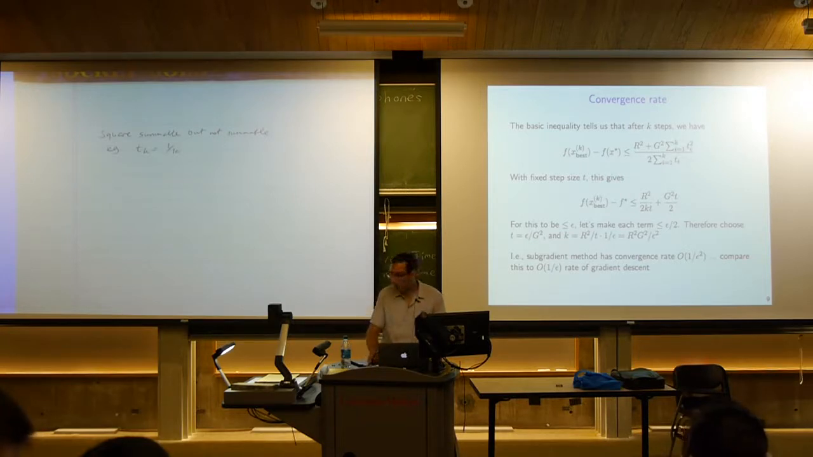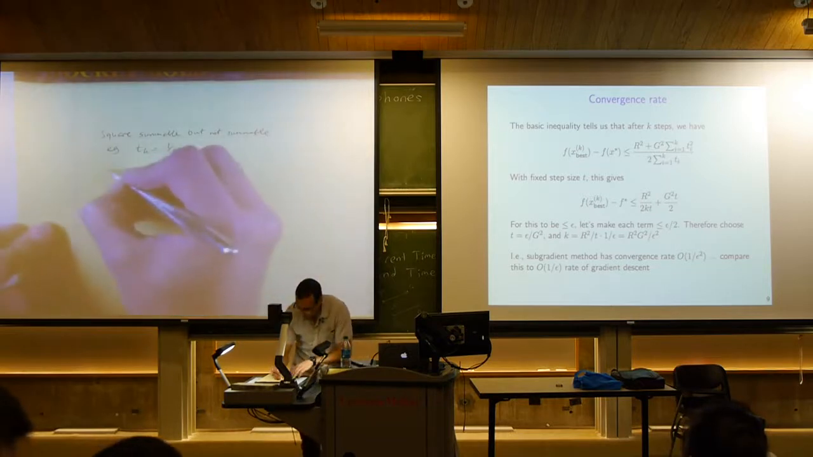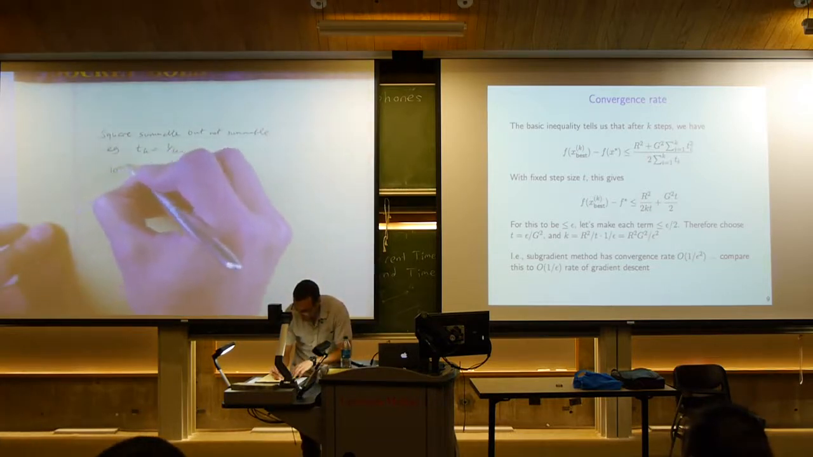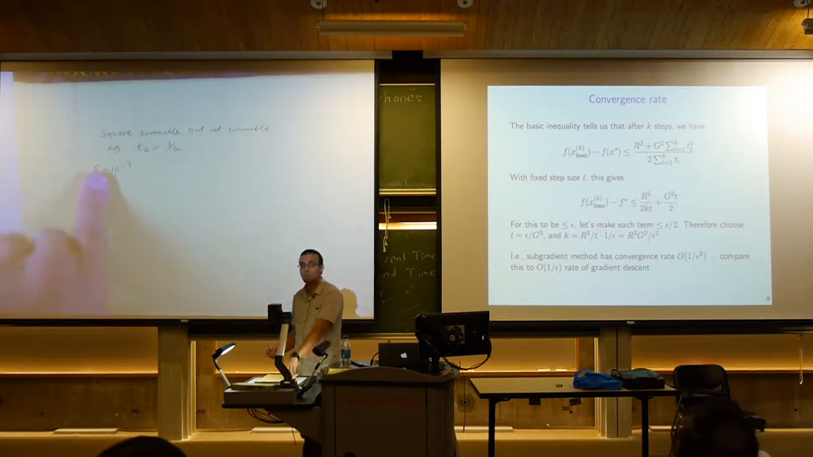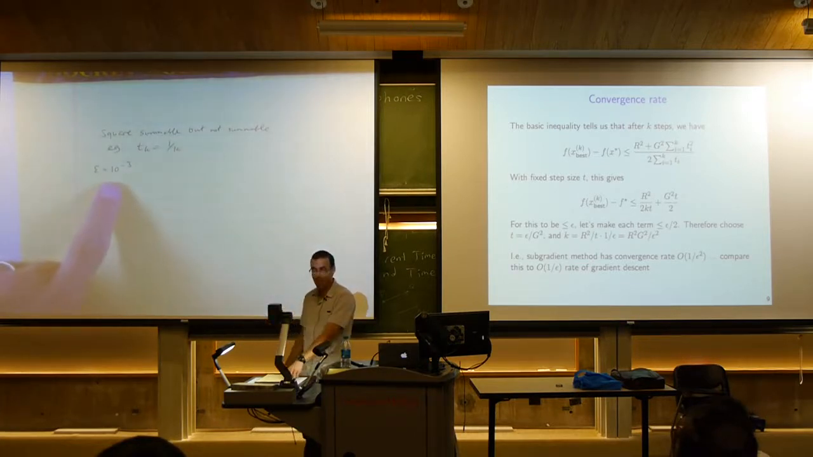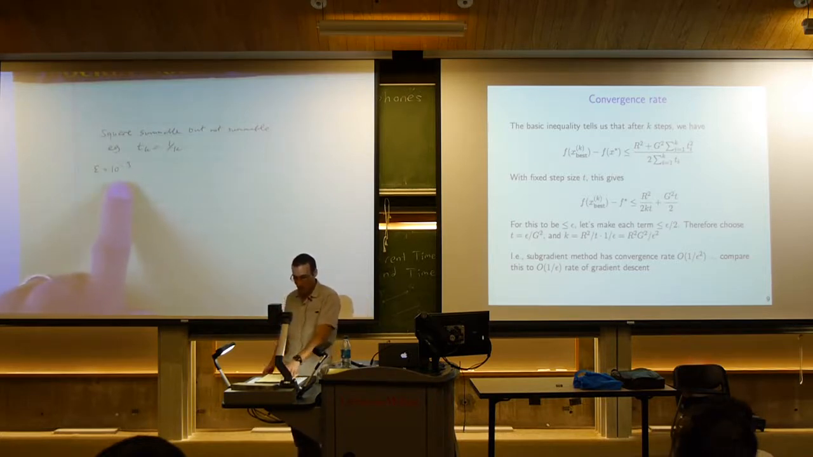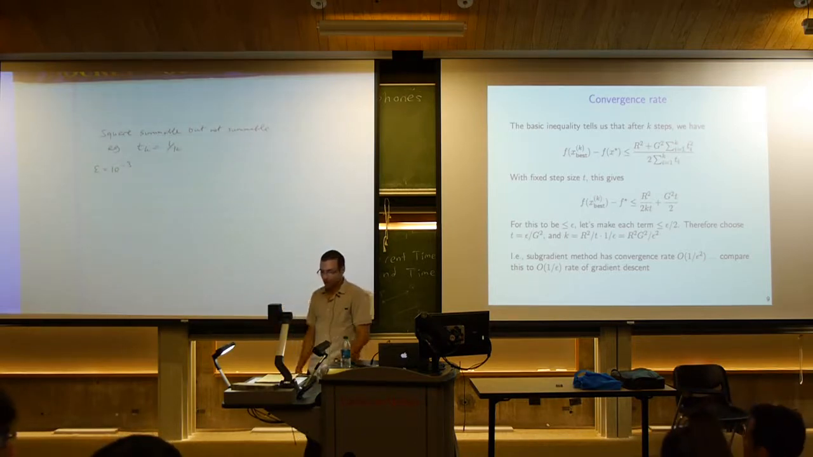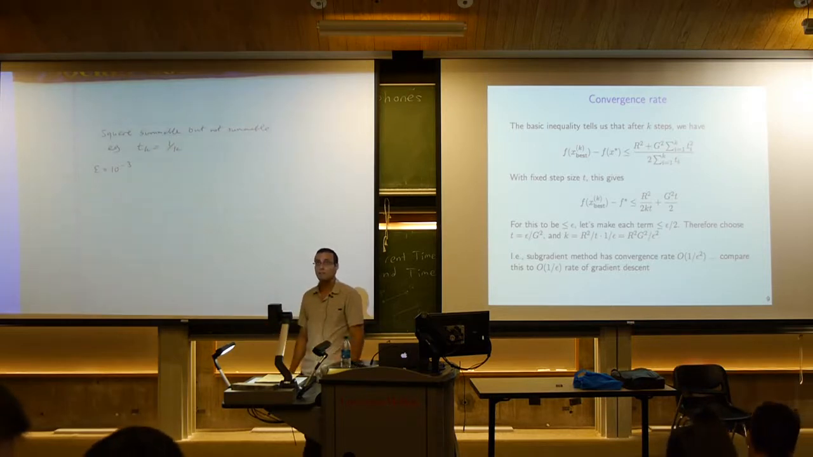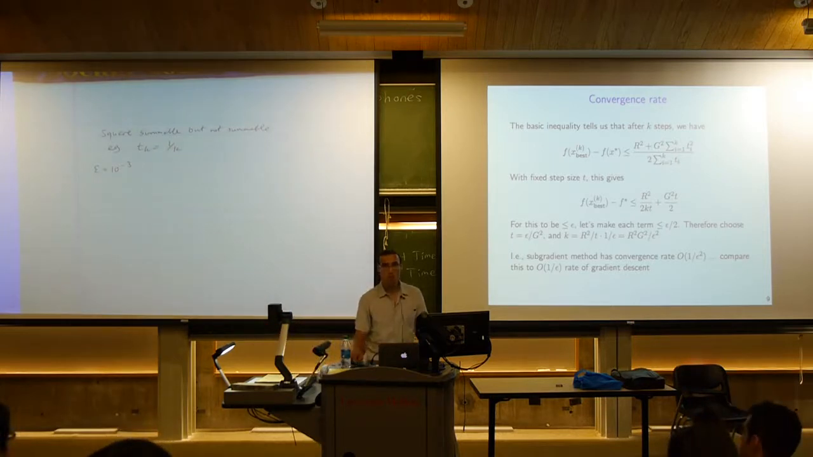If you want a solution whose accuracy is 0.001, or 10 to the minus 3, then with gradient descent on the order of 10 to the third, or 1,000 iterations. And as I ask for more digits of accuracy, I multiply this by 10. With the subgradient method, it's on the order of 1 over epsilon squared, and as I ask for more digits of accuracy, I have to multiply the number of iterations by 100. So it scales much more poorly in terms of convergence to high accuracy solutions.